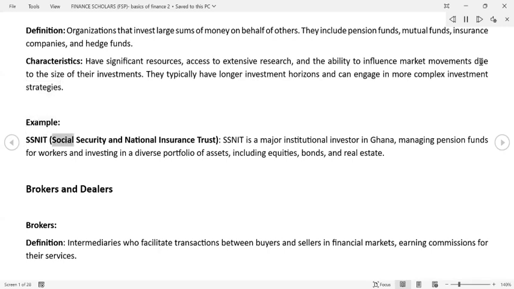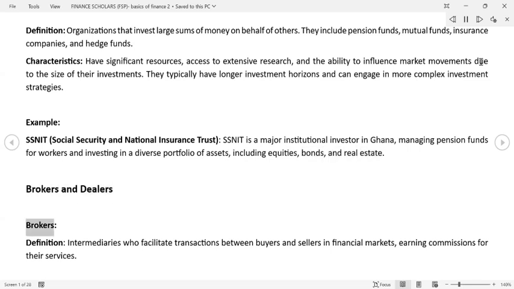Example: SSNIT, Social Security and National Insurance Trust. SSNIT is a major institutional investor in Ghana, managing pension funds for workers and investing in a diverse portfolio of assets, including equities, bonds, and real estate.